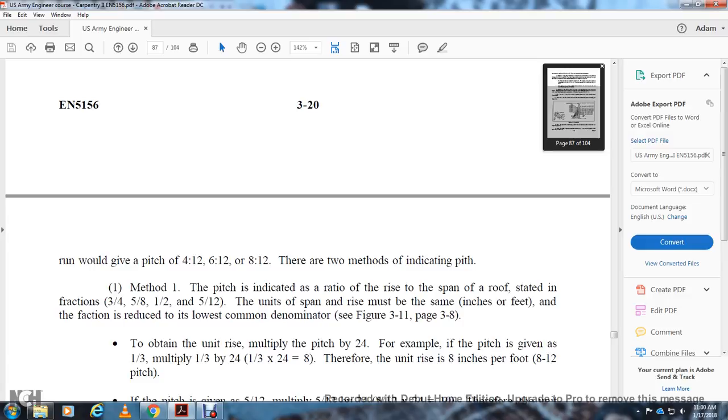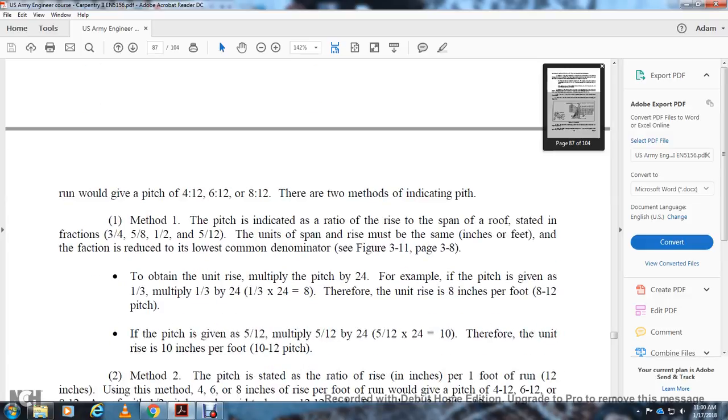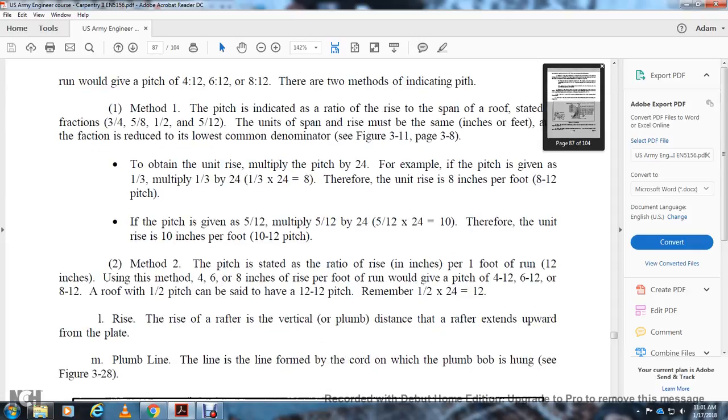The unit span and rise must be the same, in inches and feet, and the fraction is reduced to the lowest common denominator to obtain the unit rise. Multiply the pitch by 24. For example, the pitch is given as 1/3. Multiply 1/3 by 24, which is 8. Therefore, the unit rise is 8 inches per foot, an 8 by 12 pitch. If the pitch is given as 5/12, multiply 5/12 by 24, which is 10. Therefore, the unit rise is 10 inches per foot.